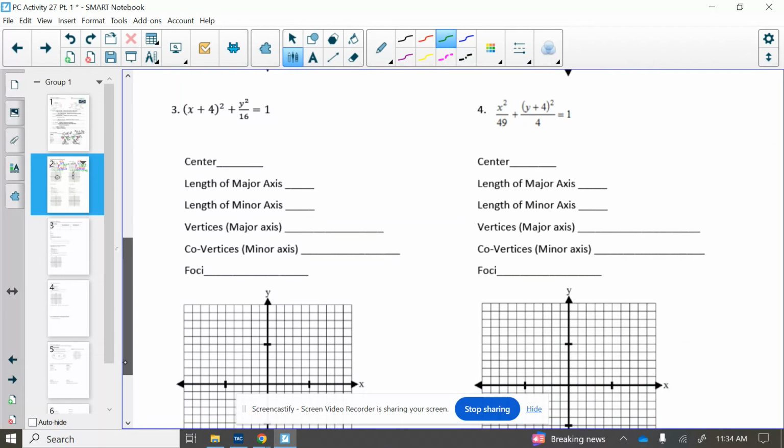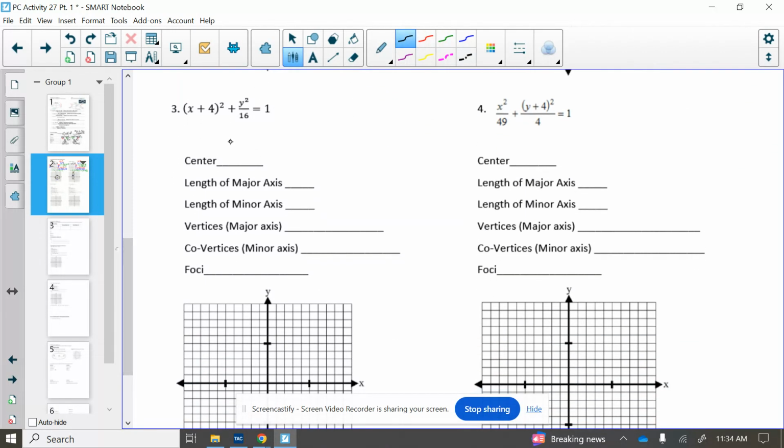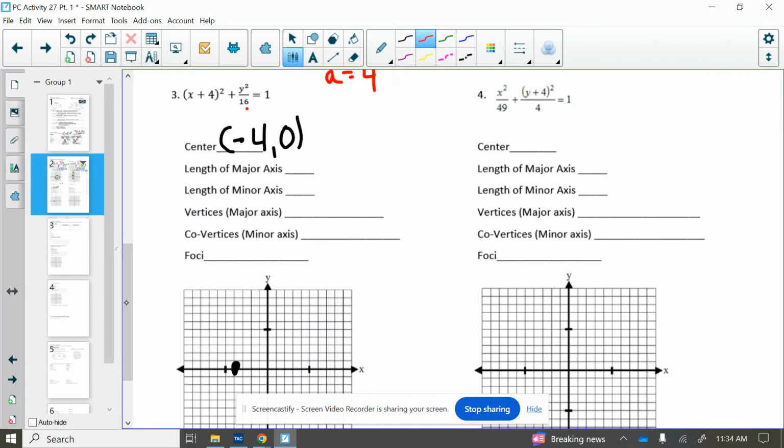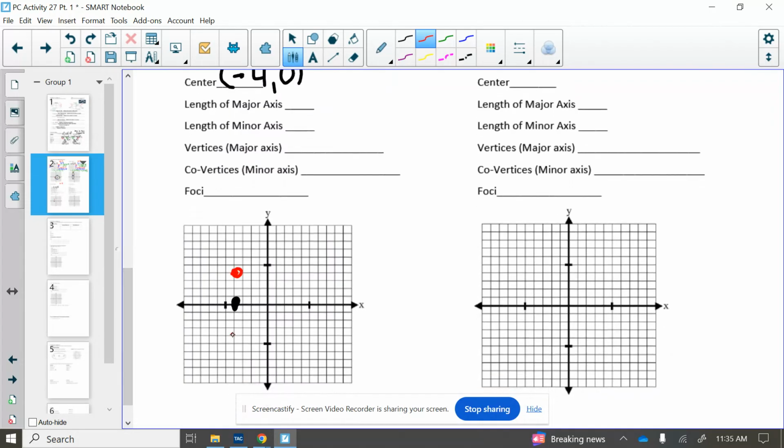All right, last example that we are going to do together, we see a center this time at -4, 0. So we see our center point here on the x-axis. This time parameter A squared is 16, so if we square root that, we just get 4. Notice these are underneath the y's, so we're going to go up 4 and down 4 to get our 2 vertices at -4, 4, and -4, -4. The length of that axis then is 2 times parameter A, so 8 units total.